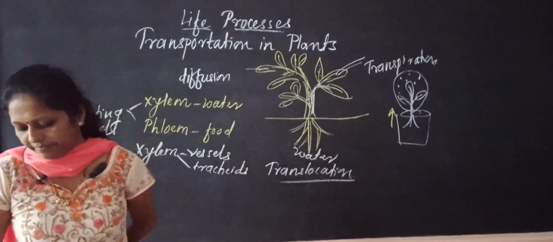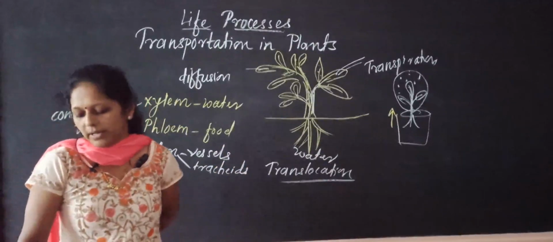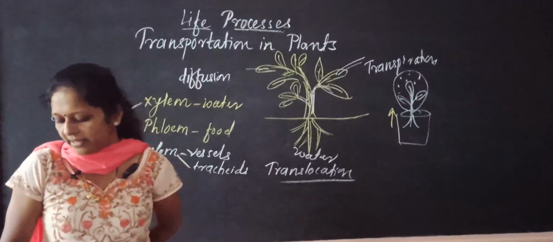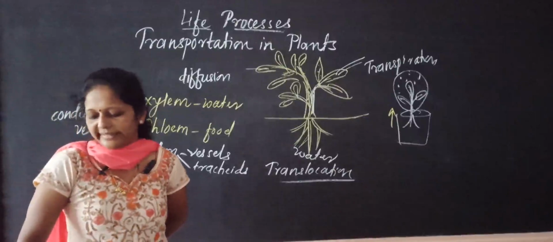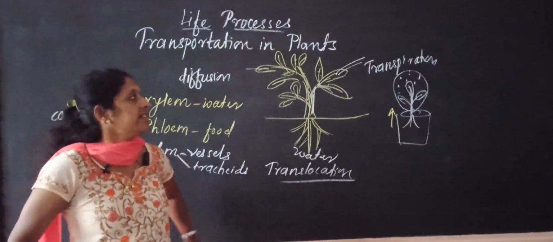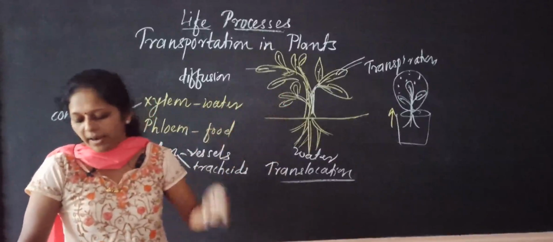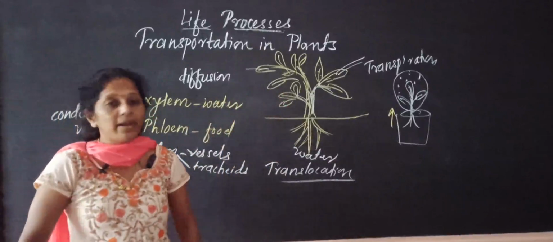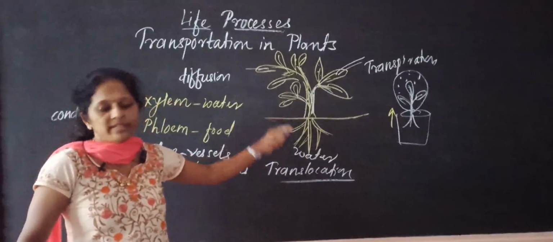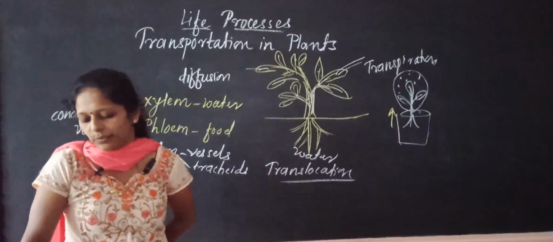These substances are especially delivered to the storage organs of the roots, fruits, seeds, and also to the growing organs. So the food is transported, and also the soluble substances, amino acids and other substances are transported to different parts, like the roots, fruits, seeds, and the growing regions of the plant.